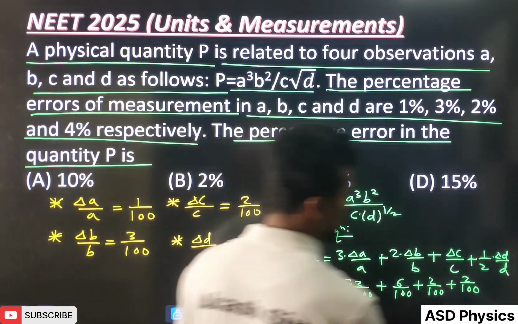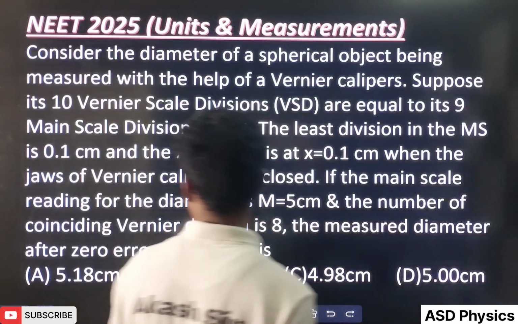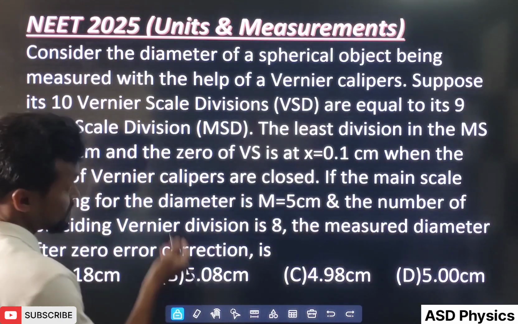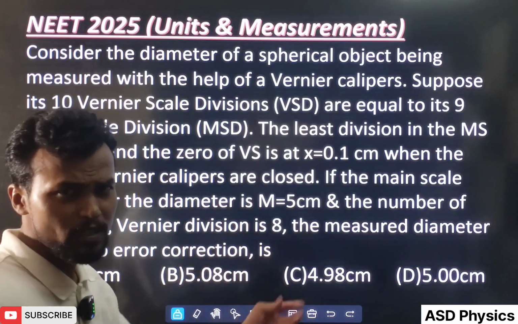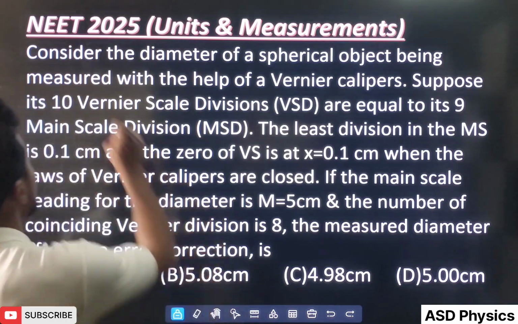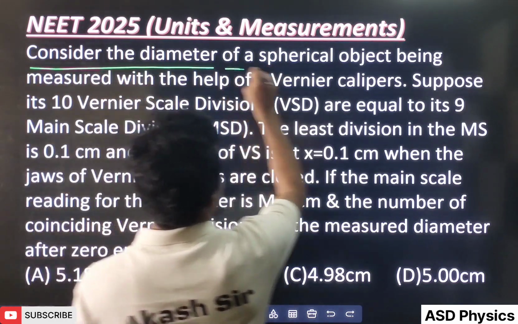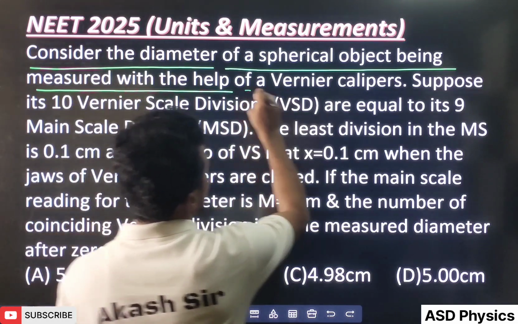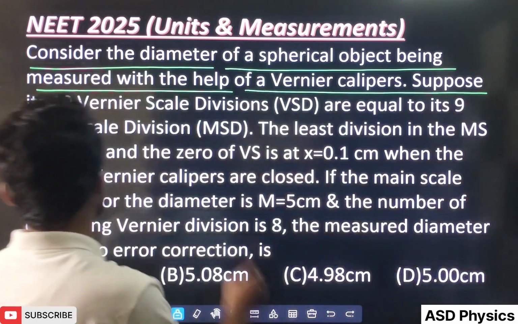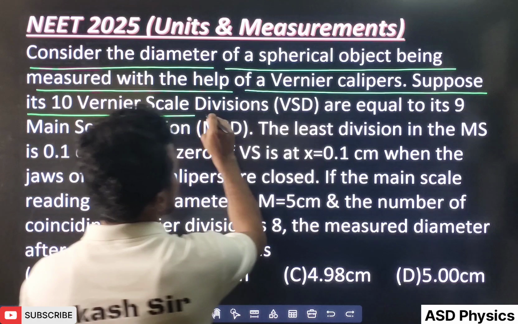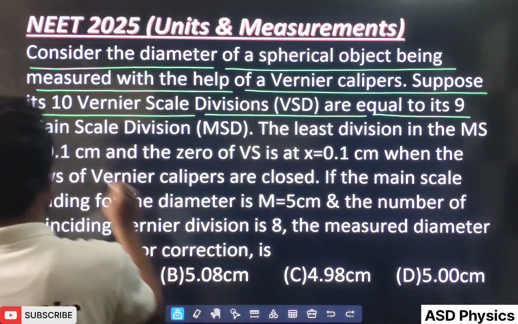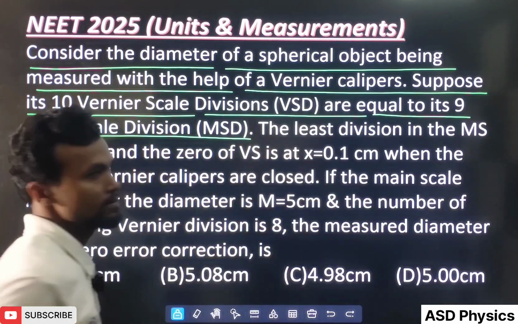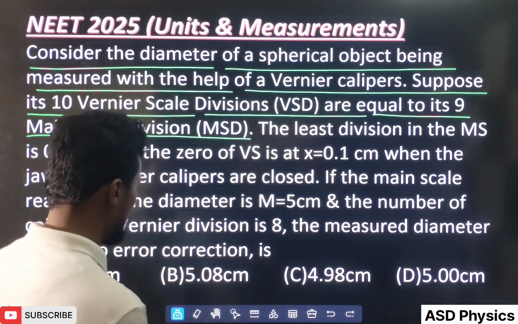Now, a very common question from the units and measurement topic. Now let's see this question. Vernier calipers. The question looks big, but the solution will be very easy. So see here. Consider the diameter of a spherical object being measured with the help of a Vernier calipers. Suppose its 10 Vernier scale divisions are equal to its 9 main scale divisions. Now this is given to calculate the least count.